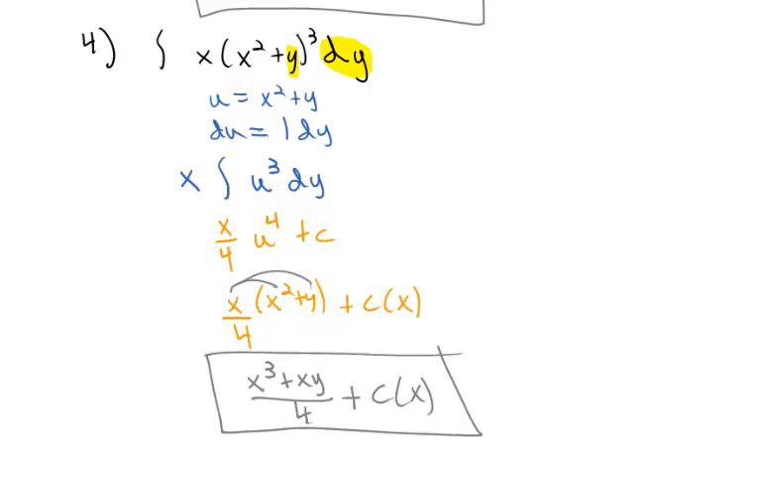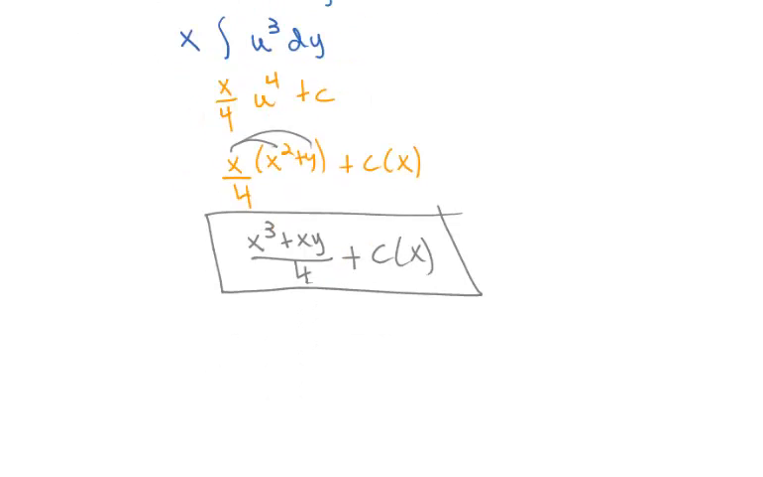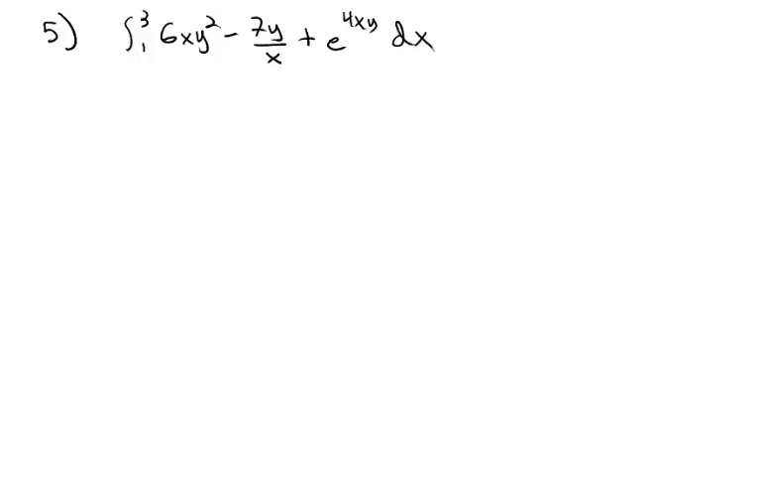And just like with regular integrals, we can do definite integrals as well using this method. We can integrate from 1 to 3 of 6xy squared minus 7y over x plus e to the 4xy. Let's do dx. Since we have done dx, we're interested in x as the variable on each term. The other variables we treat like constants.